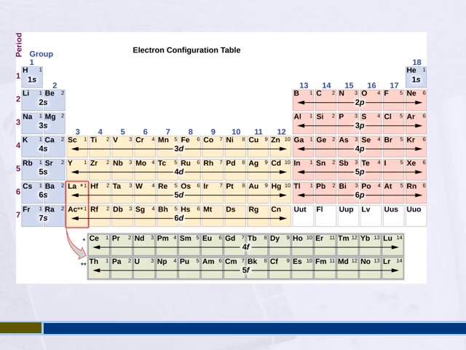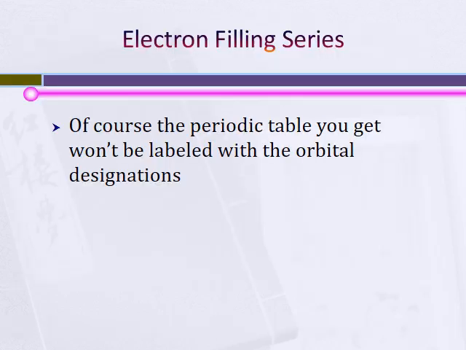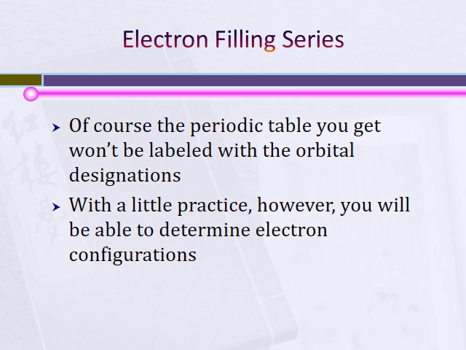My choice is a periodic table because you get one. Last lecture we talked about where the s orbitals were, where the p orbitals were, where the d orbitals were. All of those locations are shown on the table, and you get one. Now, your table won't be labeled with the orbital designations, but that's okay. I think you don't need that if you've practiced a little bit. So you will be able to determine electron configurations, and we'll go through a couple of examples using the periodic table.